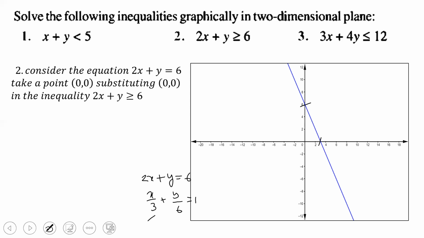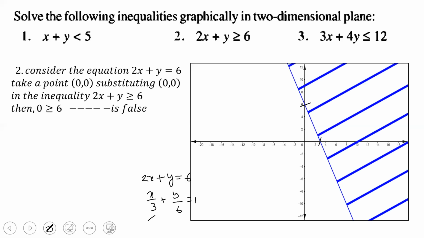greater than or equal to 6. So if we put x equals 0, y equals 0, we will find 0 is greater than or equal to 6. Is it possible? No. 6 is bigger than 0, not 0 is bigger than 6. So since it is false, the solution region is on the opposite side of the origin, that means this side. Okay, so all the points present on this shaded portion are the solution for this inequality.